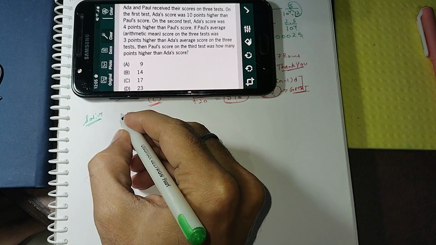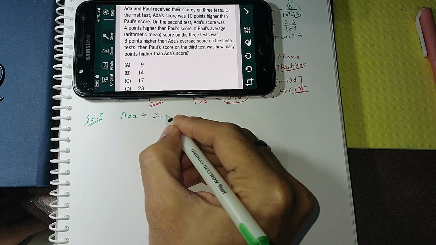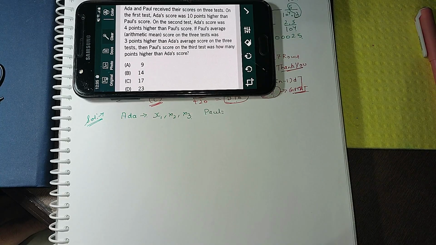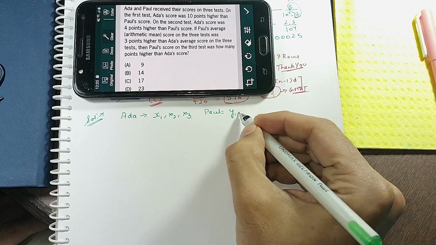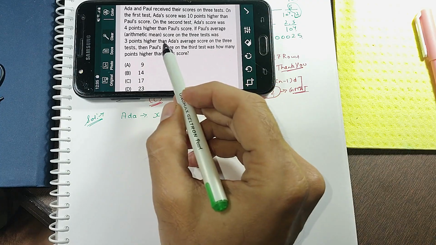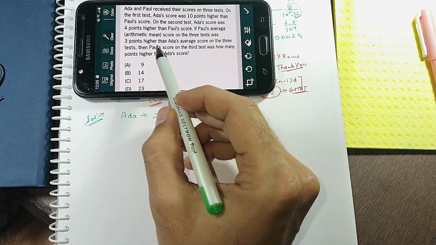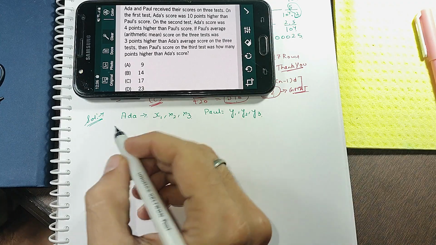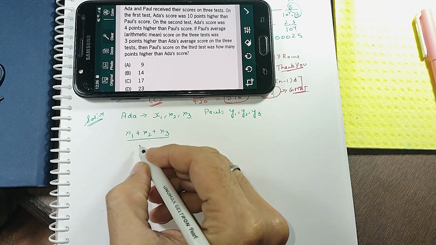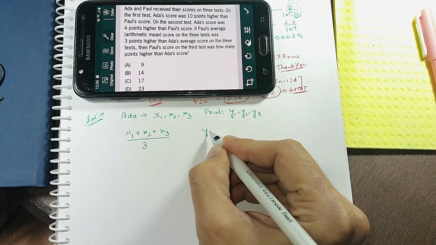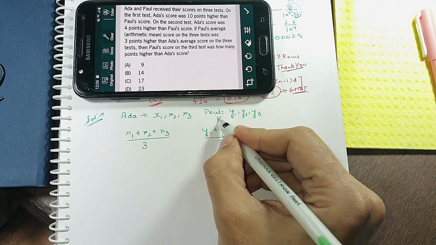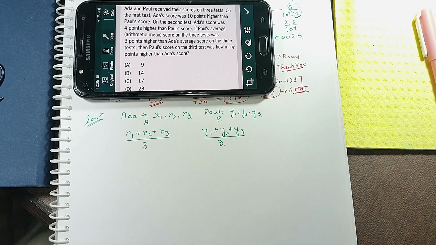So let us suppose that Ada has scored x1, x2 and x3 in her three tests, and Paul has scored y1, y2 and y3 in the three tests. Now, Paul's average arithmetic score on three tests was 3 points higher than Ada's average score. So the average for Ada's score will be x1 plus x2 plus x3 whole divided by 3. And on this side, Paul's average score will be y1 plus y2 plus y3 divided by 3.